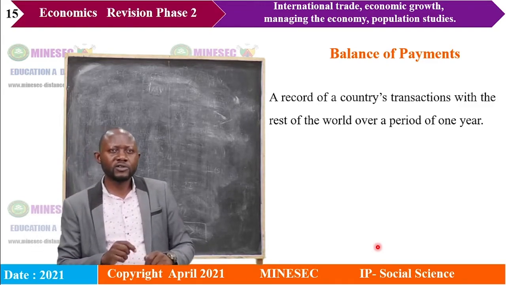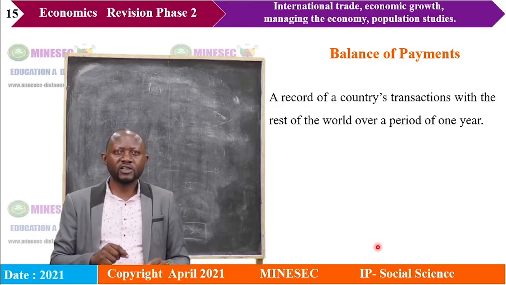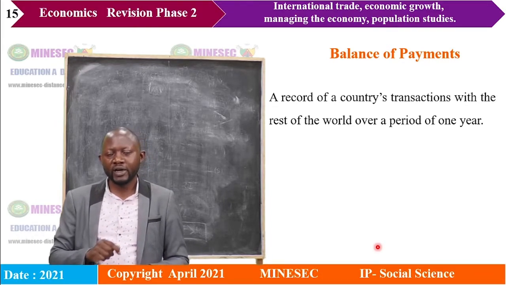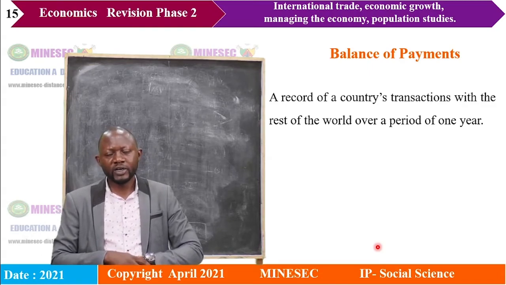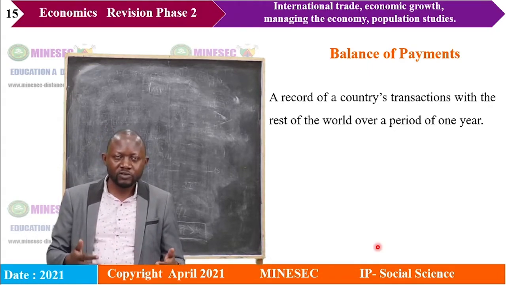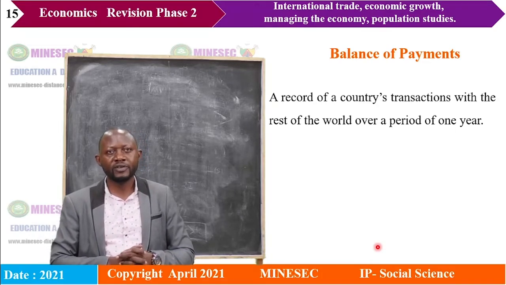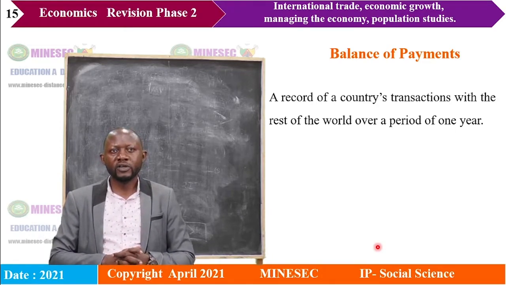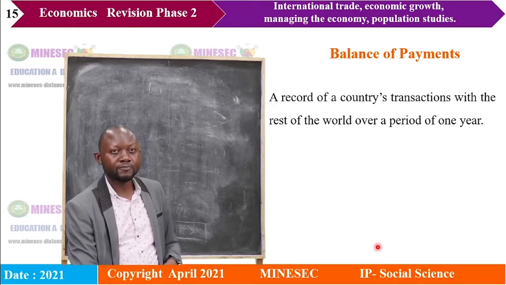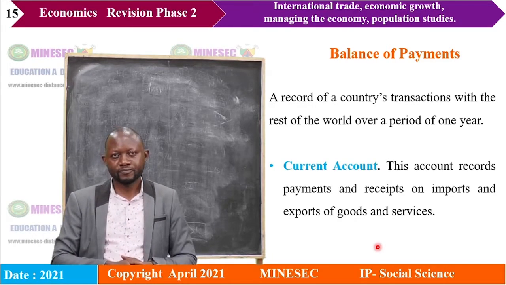Let's look at balance of payment. It is the record of the country's transactions with the rest of the world over a period of one year. Or we can say it represents the total receipts and payments of the country with the rest of the world within a period of a year. We're going to look at the accounts under the balance of payment. We'll start with the current account.